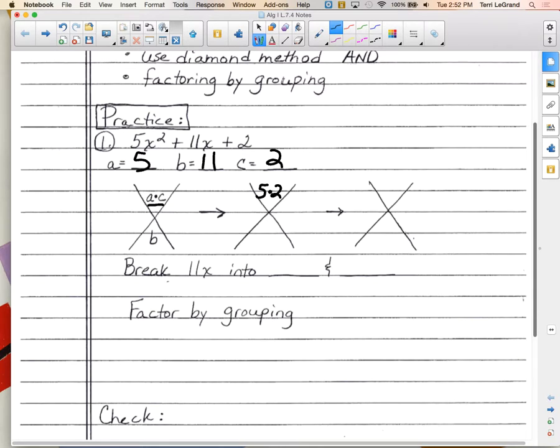You're not going to have to show 3 x's like this, but I want you in your notes to see how we broke this down, how we got it. And our B value is 11. Well, 5 times 2 is 10. We have a positive B, a positive C. That tells us both of our factors should be positive. Where are they? 10 and 1, or 1 and 10, whatever way you want to put them.